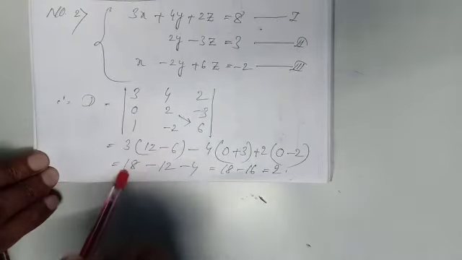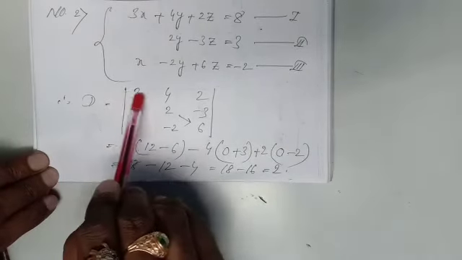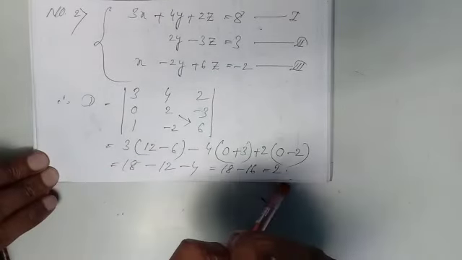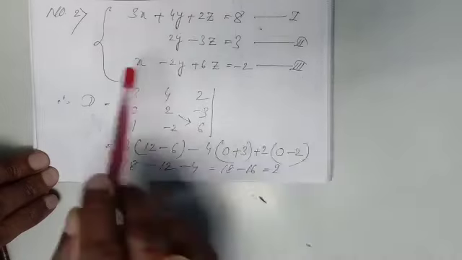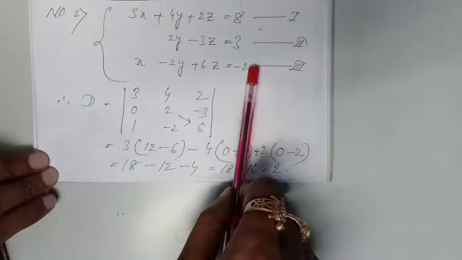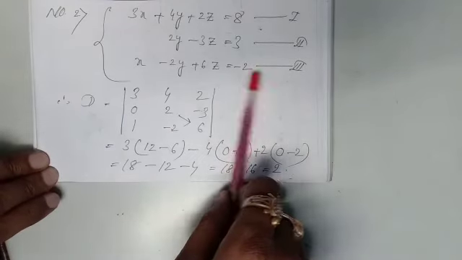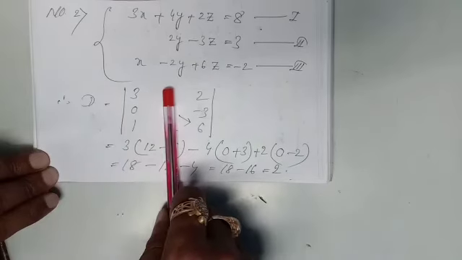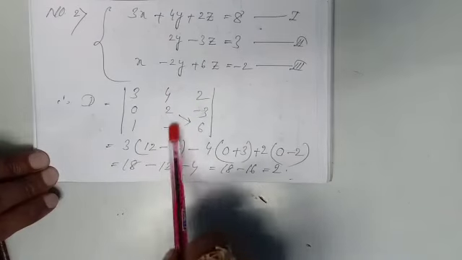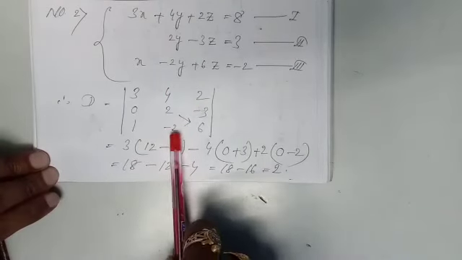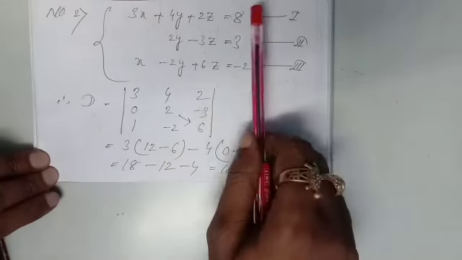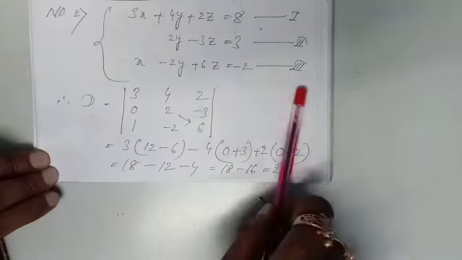Then find D. Either you can go row wise or column wise. I have taken row wise. D I am getting 2. After finding, then you have to find out D1. The first column of D will be replaced by the right hand side numbers, that is 8, 3, minus 2. Then find D1. Again, how will we find D2? From D, the second column will be replaced by the right hand side numbers, 8, 3, minus 2. Then find D2. Again, you have to find D3. For D3, you replace the third column of D by the right hand side numbers, 8, 3, minus 2. After that, you find out D3.